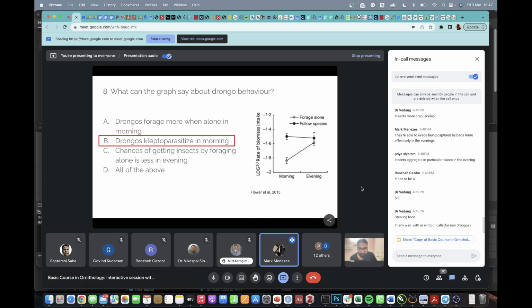But the graph really doesn't point to B. I mean, if there's kleptoparasitism happening, that means that the drongo should be following flocks of other birds. So it should not be foraging alone, right? There has to be some other species nearby for kleptoparasitism to happen. Otherwise, who is the alarm call going to deter? How does all of this relate to the graph? Your explanation, how do you draw this conclusion by looking at this graph exactly?